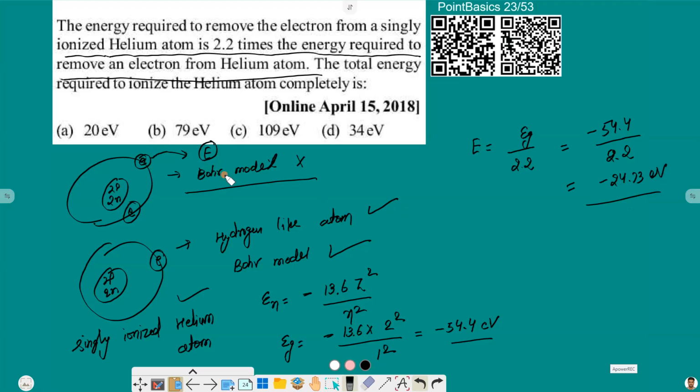So what will be the process? First, we will eject one electron, and for the first electron ejection, we have to give 24.73 electron volt, and then it becomes a singly ionized helium atom, and then the Bohr model will be applicable, and then we need 54.4 electron volt to eject the second electron. So the total energy needed, E total, will be equal to 24.73 plus 54.4, and this is energy needed, so it will be in the negative, and this comes out to be minus 79.13 electron volt. That is option B for us.